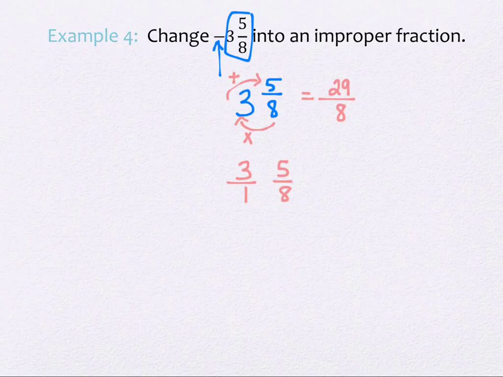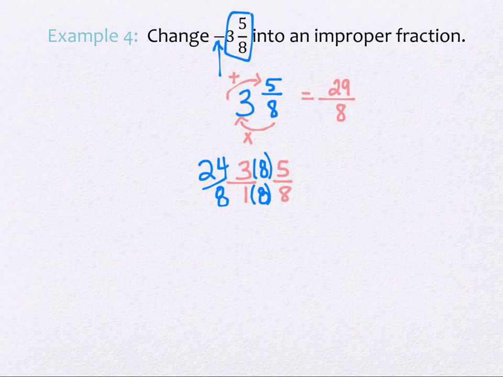So when you're multiplying this by 8, you're really doing this. This gives you the 24, and this gives you the 8. And so really, you're just getting a common denominator, and you're adding the 24 plus the 5 together. It's really not magic at all. It's just sort of a shortcut to writing it all down.